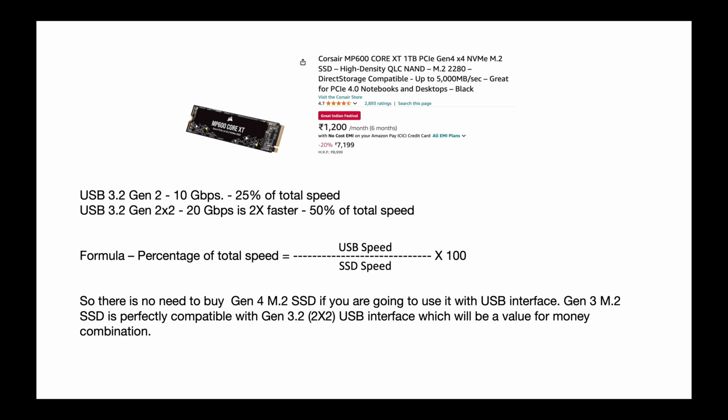So there is no rationale to use a Gen 4 SSD card with USB 3.2 Gen 2 and USB 3.2 Gen 2x2. A PCIe Gen 3 M.2 SSD card with these two USB versions will be a more value for money combination because a Gen 4 SSD is costlier than Gen 3.